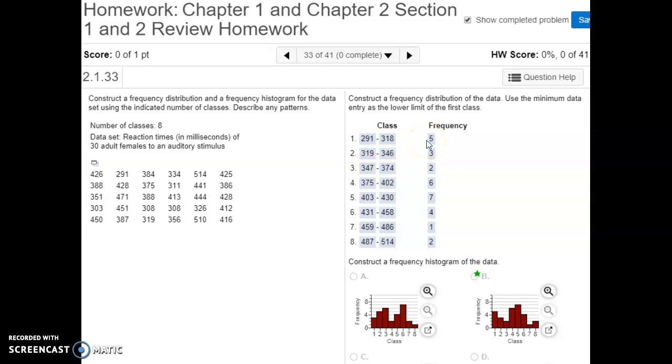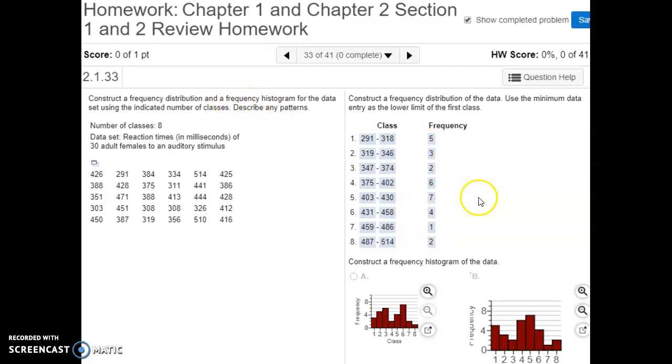And then once you have those, go through your data, cross them out one at a time so you don't forget to count any of them, and just make tally marks in each class for how many data fall into each of the classes. After you've counted through all your data and everything's crossed out, then you can convert the tally marks into actual numbers, and you have your frequency distribution.